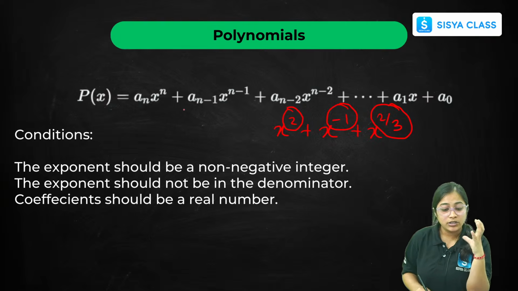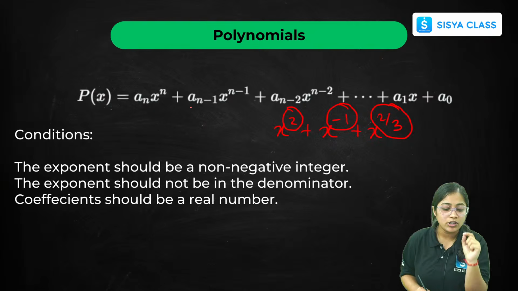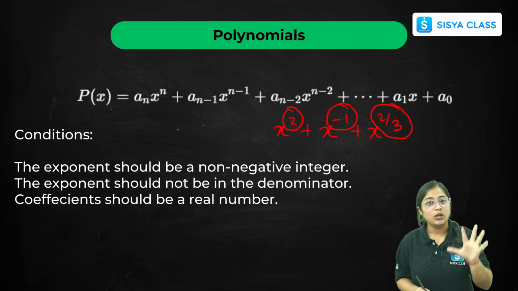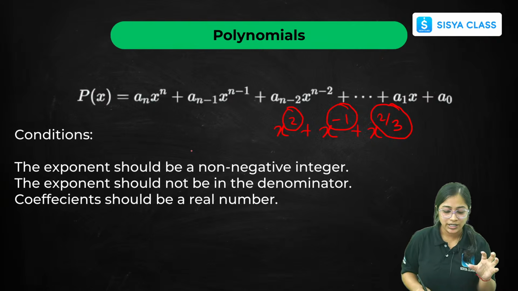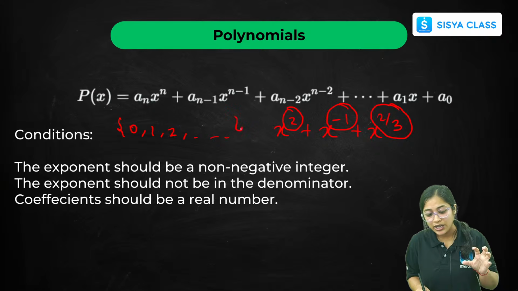But in polynomials, the powers of variables are only whole numbers. So the power of a variable can be 0, it can be 1, it can be 2, it can be any whole number.